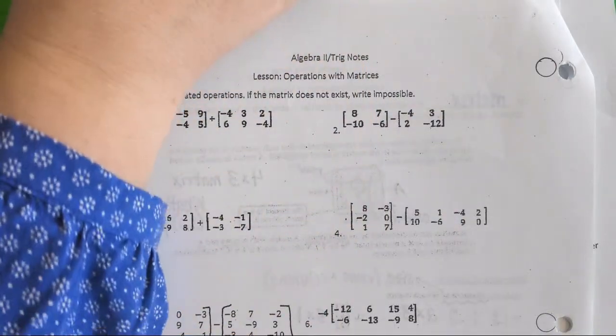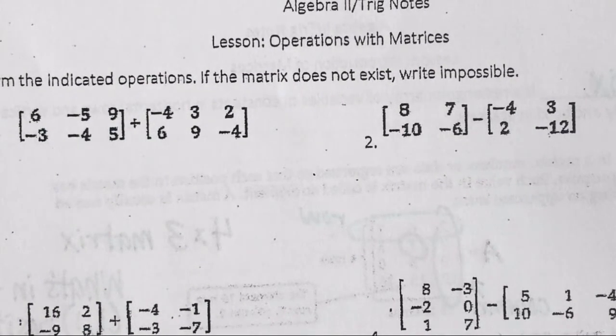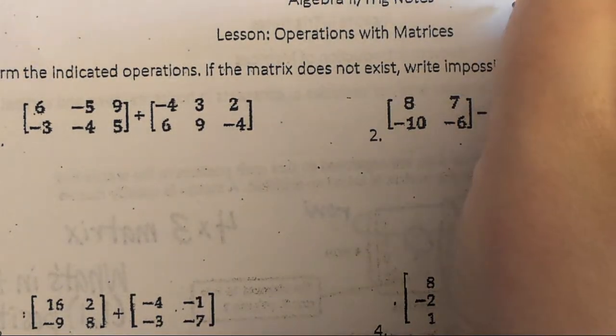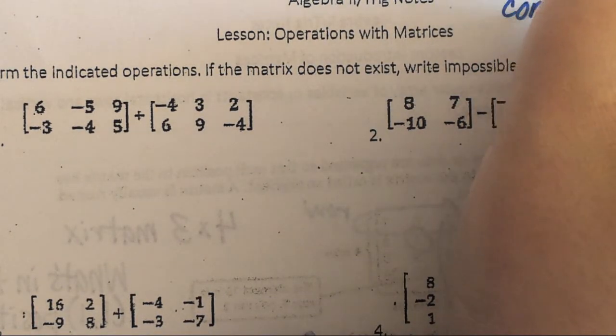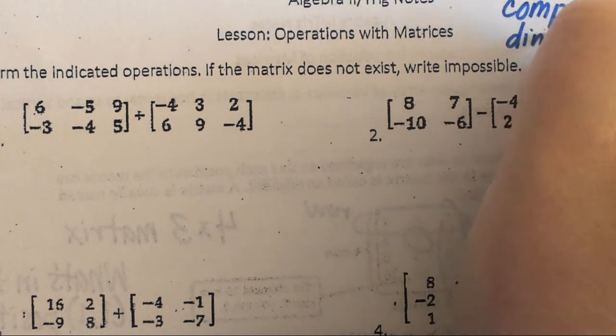First things first, you should probably read the directions, always helps. It says, perform the indicated operation. If the matrix does not exist, write impossible. Okay, when the matrix does not exist, so we can't do it. So when are we not going to be able to do addition or subtraction? Well, I guess that's why we talked about dimensions yesterday. You need to compare dimensions first.